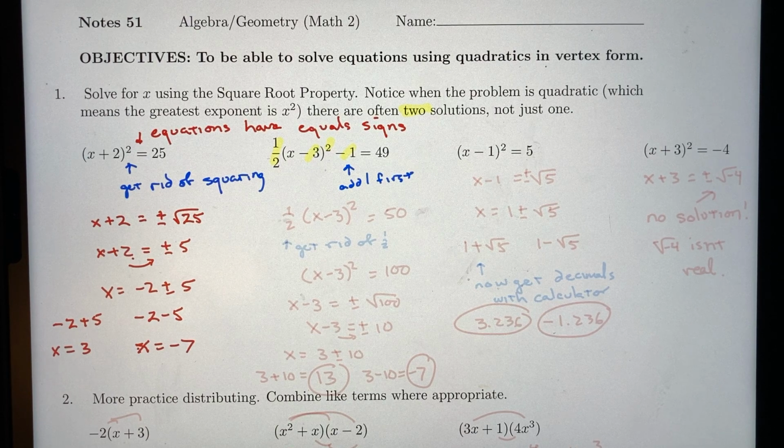Okay, so I'm adding 1 to both sides. So on the left side, I'll have 1/2 x minus 3 squared equals, add 1, 50. Now I'm going to get rid of the 1/2 by multiplying both sides by 2. Notice you get rid of dividing by 2 by multiplying the other side by 2. Now I'll take the square root. This is the square root property.